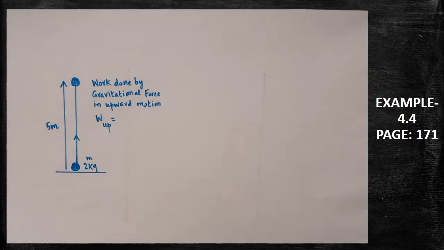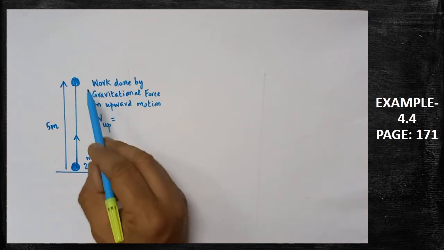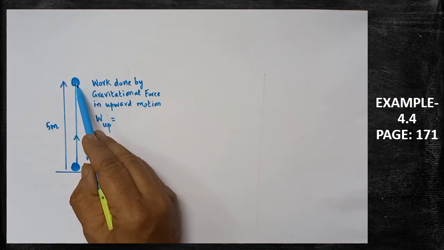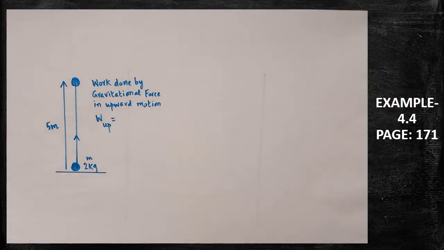You are asked to calculate the work done by the gravitational force when the object reaches the height of 5 meters. So we have to consider the upward motion. Are you clear? Two more questions are also asked in the problem.